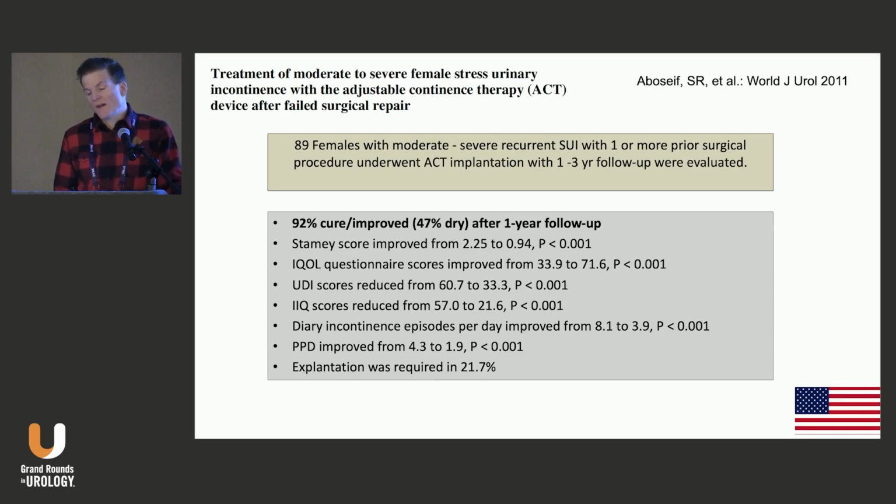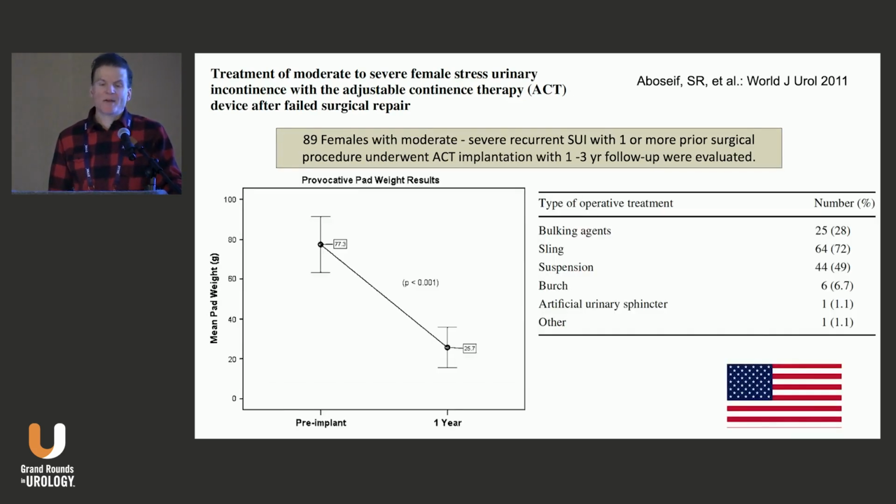Second study in the US by the same group, now with 3-year data showing 92% cured/improved, 47% of which were dry, reduction in the STAMI scales, and improvement in your quality of life, and decrease in your urinary distress inventory score. Went from about 4.3 pads to 1.9, 21% got explanted. So pretty similar to the European data. And again, the pad weights are going 77 grams down to 25. And most of these patients were treated previously with bulking or with a tape.